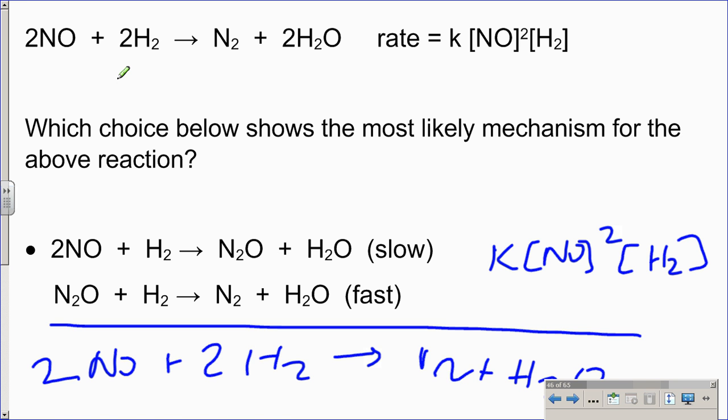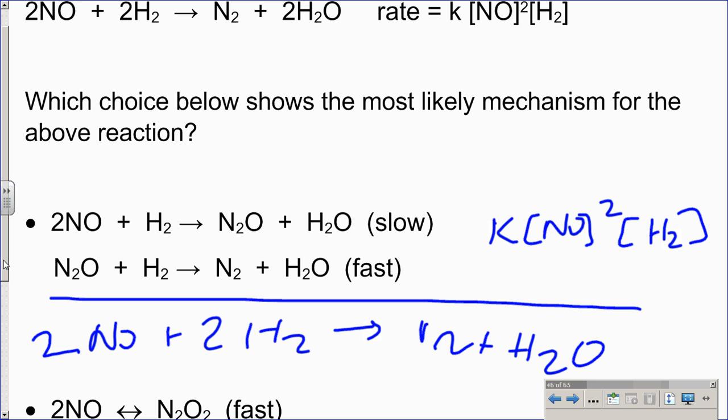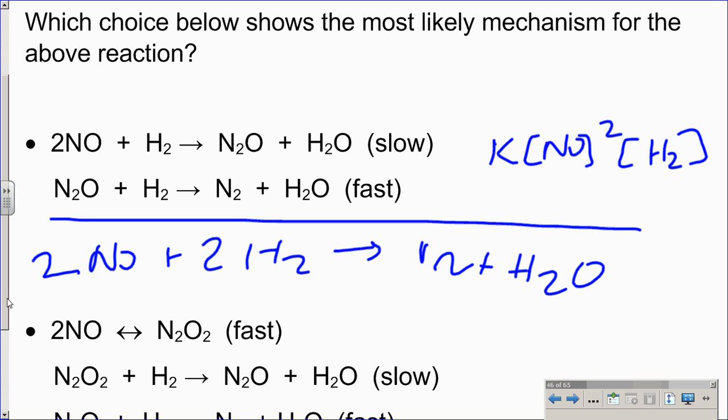For the first one, what did you guys say? First mechanism, possibly yay or nay? Yes, okay, because the overall balanced chemical equation, when you cancel things out, is N2, yeah. It matches what the original overall equation was, and your slow step equals the rate law given. What did you guys see for the second one?